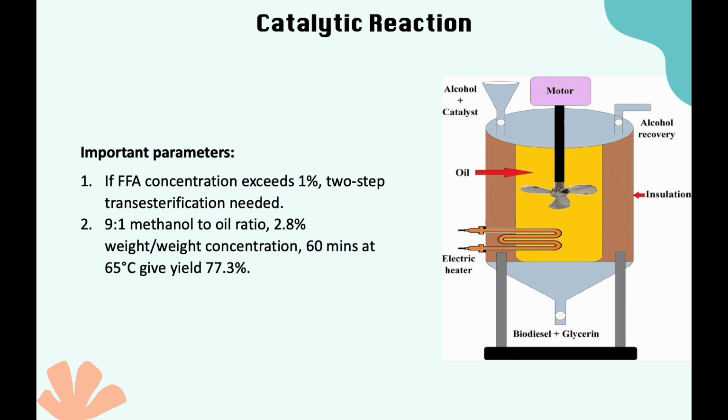If FFA concentration exceeds 1%, the two-step transesterification is needed. If we use a 9:1 methanol to oil ratio, 2.8% weight per weight concentration, 60 minutes at 65 degrees Celsius, it will give a yield of 77.3%.